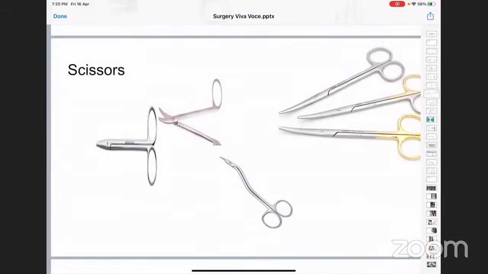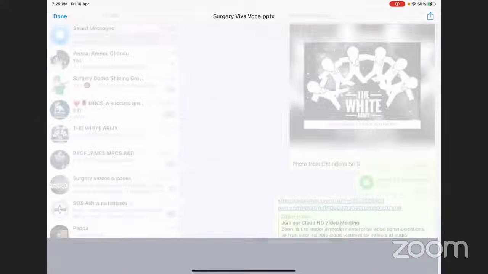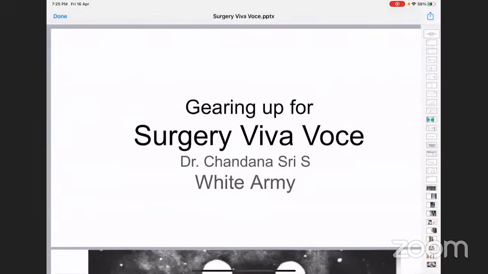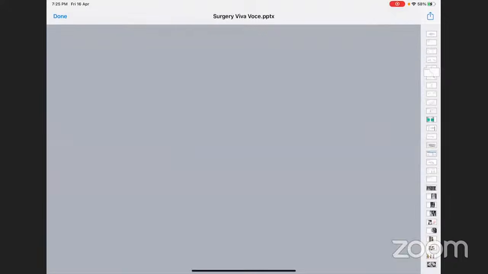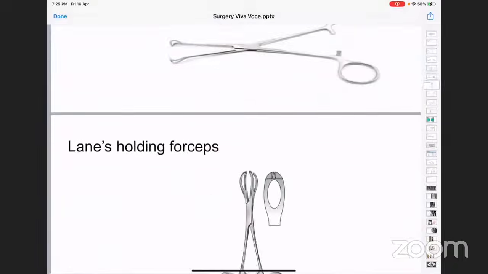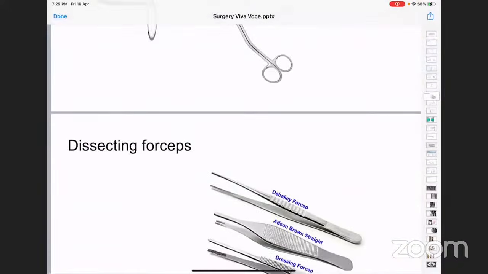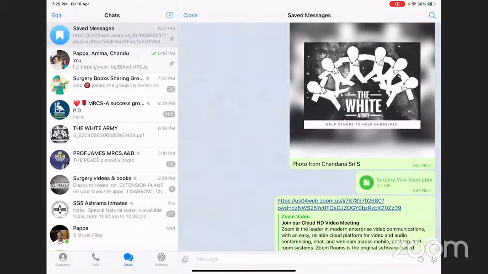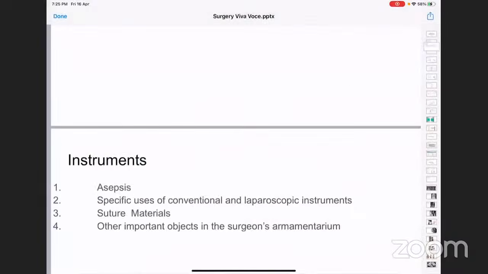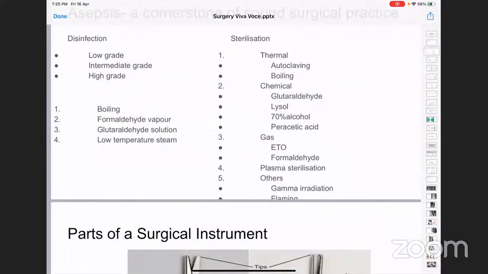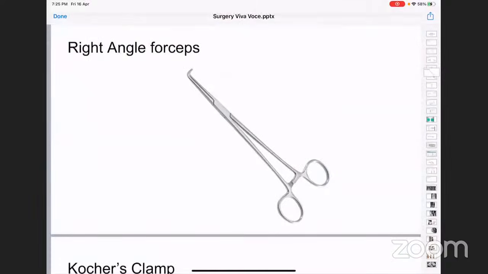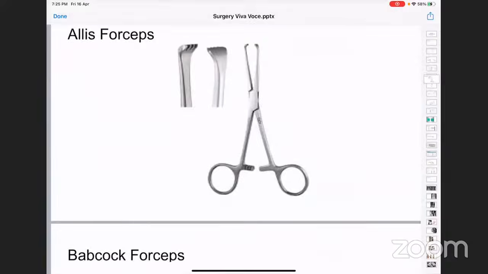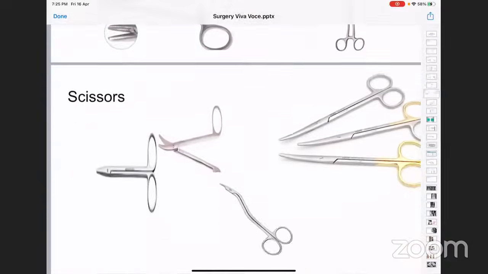So let us move on to the next instrument, scissors. Scissors are quite straightforward instruments, but there are a few things that you need to understand about them. They are not your kitchen or garden scissors. Surgical scissors are rather different from your garden scissors. So how are your surgical scissors different?